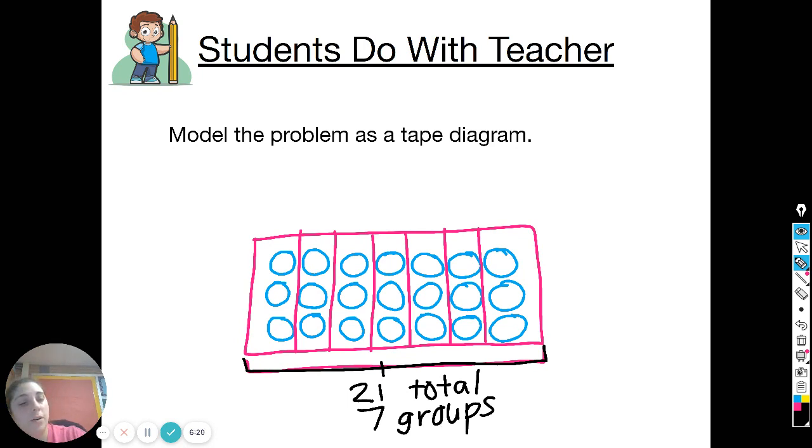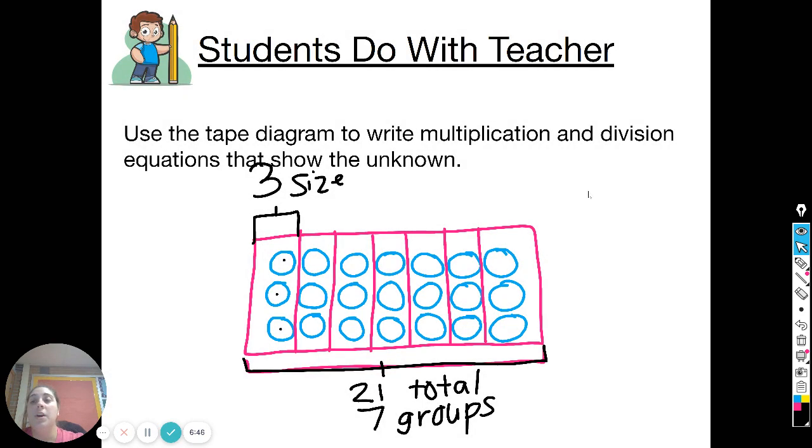Okay, so now the last part that I can label is my size. That was unknown, so what is the size of the group? Well, now that I have made the groups in my tape diagram, I can count. There's 1, 2, 3 pieces of paper in each group, so the size of the group is 3. Okay, so now we're going to use that tape diagram to write multiplication and division equations that show the unknown.